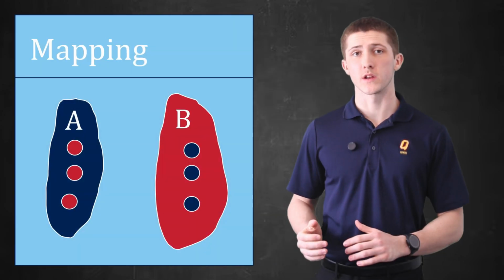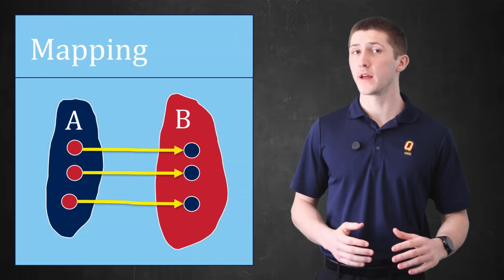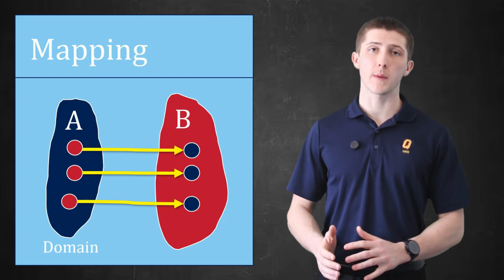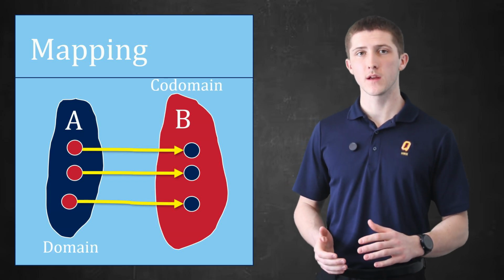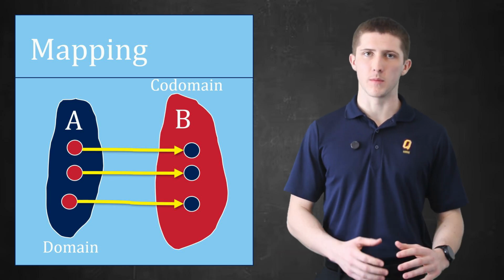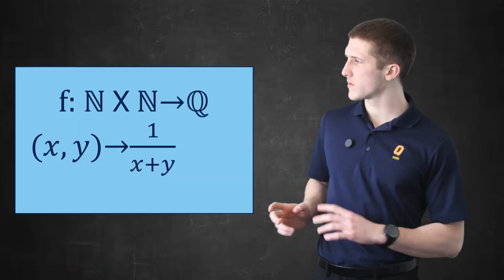A mapping or function is a rule which assigns elements from one set to another. The domain is the set that we start in, and the codomain or target set is the set where we end. We take elements from the domain as input, apply the mapping, then get outputs in the target set. Let's look at this function.